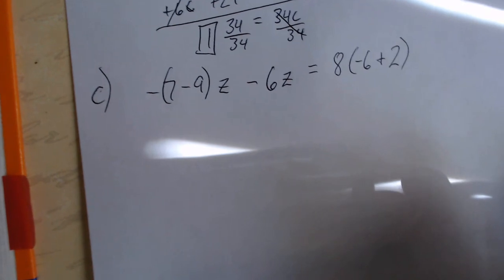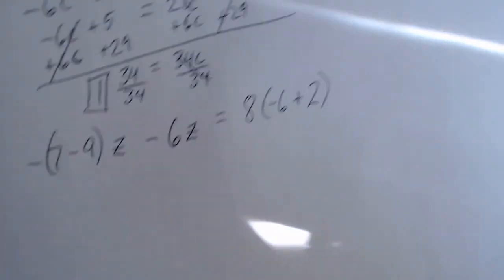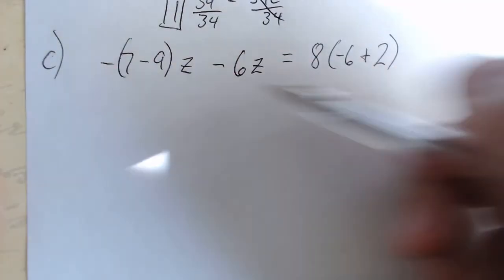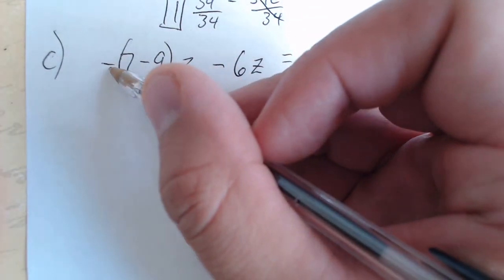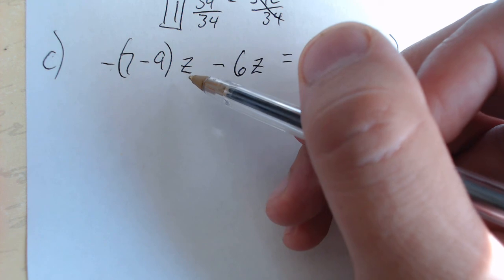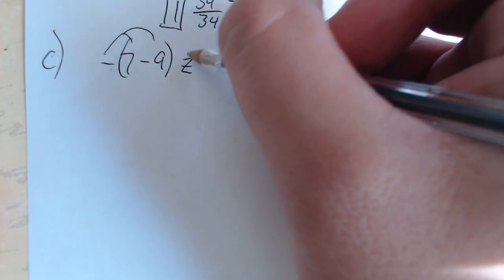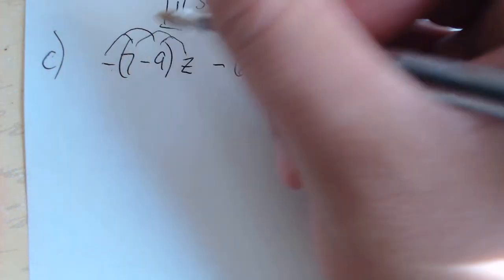Now for practice C. Again, we have two sets of parentheses. This one has a negative on the left side and a z on the right side. So this can be a little bit tricky because we have to distribute on each side. First, we're going to have to distribute the negative, and then we also have to distribute the z.